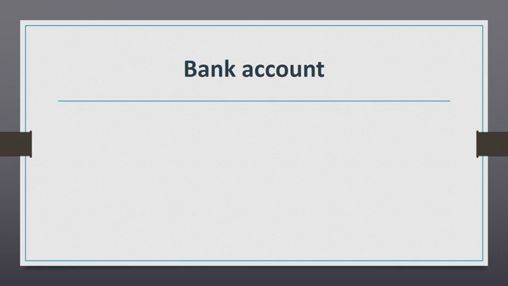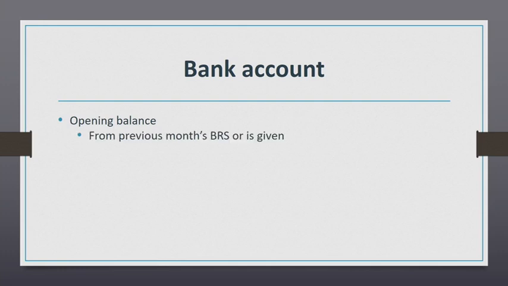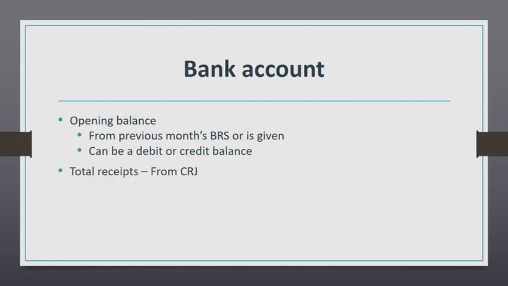If we move on to the bank account, the next step, we have to do the bank account. We start with the opening balance. Now that you will get from the previous month's bank reconciliation statement, or it will be given. So if the previous month's bank reconciliation statement is not given, then you have to search for it. Somewhere they will give you the opening balance for the bank account. This can be a debit or a credit balance.